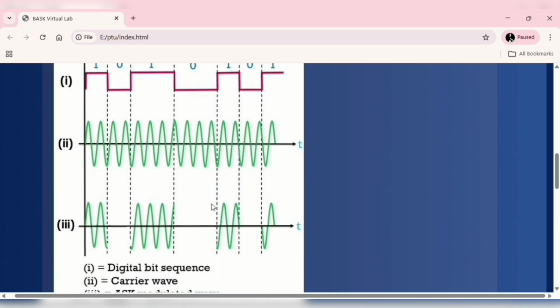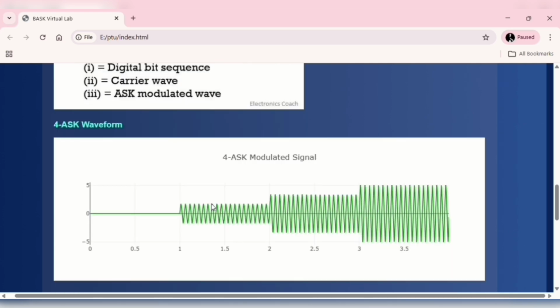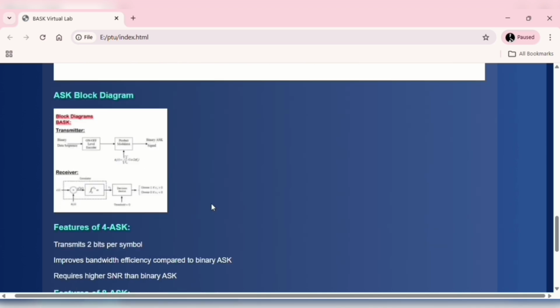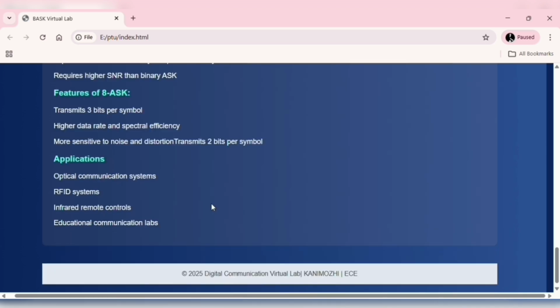In this modulation technique, the amplitude of the carrier changes depending on the digital message signal, while the frequency and phase remain constant. ASK is widely used in digital communication systems because of its simple implementation and easy demodulation process.